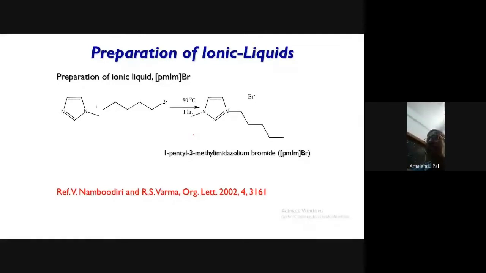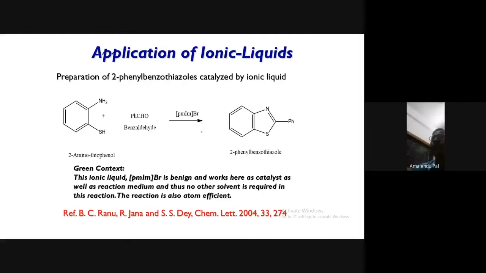Why are we preparing this ionic liquid? This is from 2002. It is a simple ionic liquid, easy to prepare in the lab itself. We can use this ionic liquid, 1-pentyl-3-methylimidazolium bromide, as a catalyst for the next reaction. You see, this is 2-phenylbenzothiazole. Here the ionic liquid acts as a catalyst.